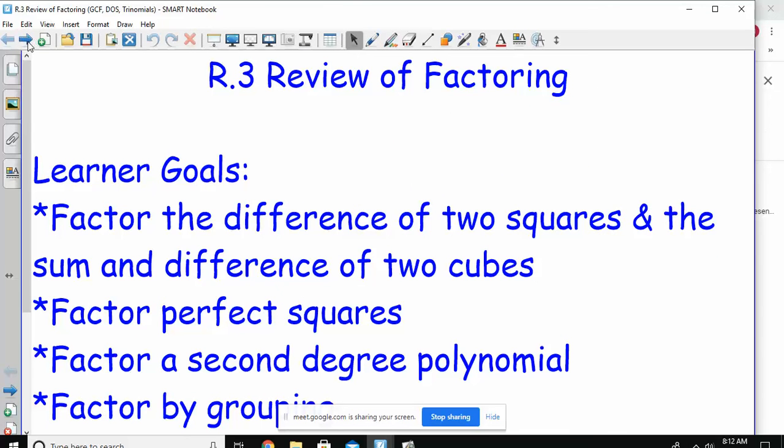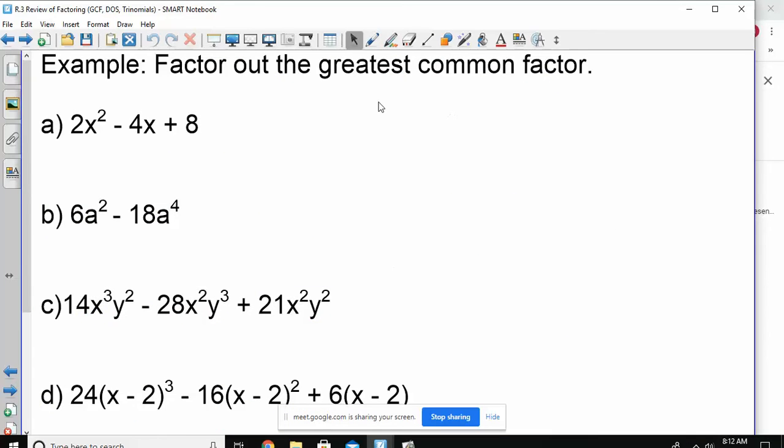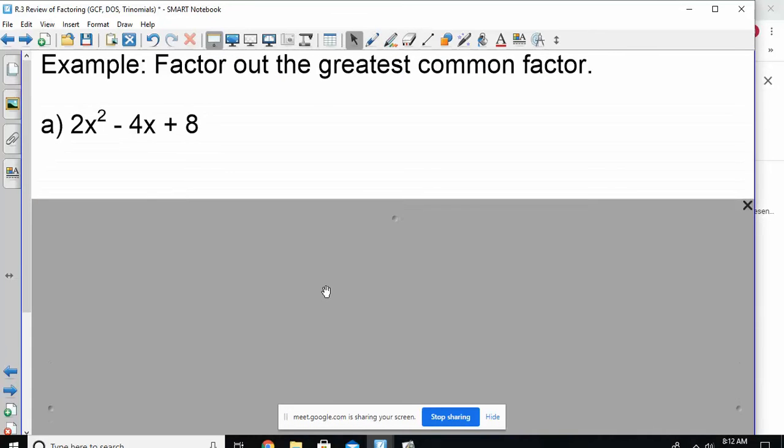Okay, so the first thing I want to talk about is factoring. The very first step, no matter what problem you are given, what's the first thing you look for? Do you guys remember? Remember greatest common factor? We always have to check for that first. So that's going to be the first thing I talk about. We're just going to factor out the greatest common factor to begin.